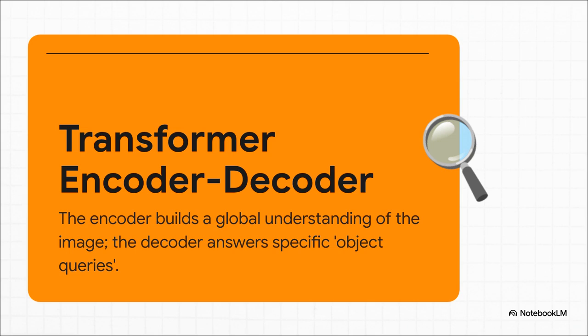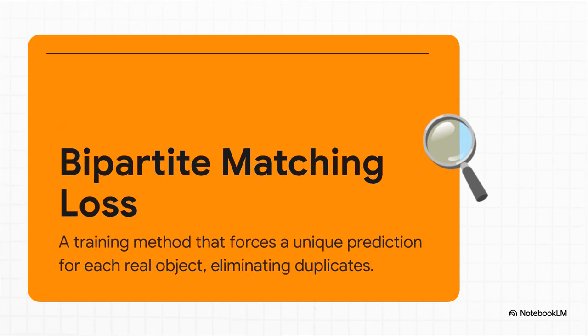Then the decoder uses that global context to ask really specific questions, or object queries, like, okay, based on everything, is there a person right here? What about a car over there? So, how do you teach a model to give you just one perfect answer for each object?